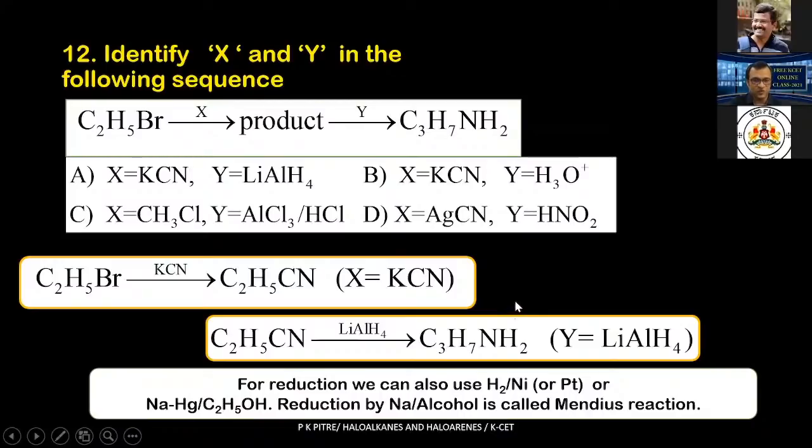Fine. So what should be the option? I did not tell you, now you have understood it. It should be KCN and LiAlH4, lithium aluminum hydride. So the option should obviously be A.